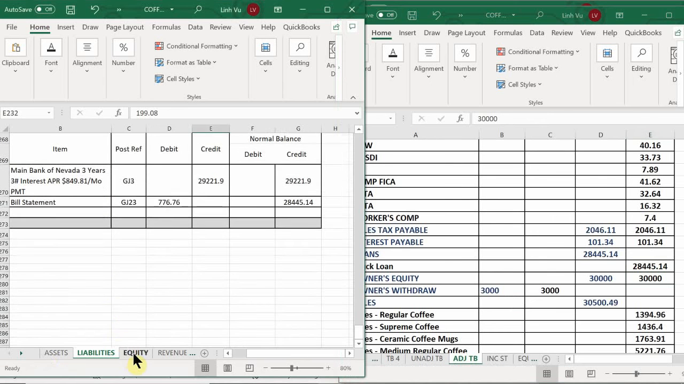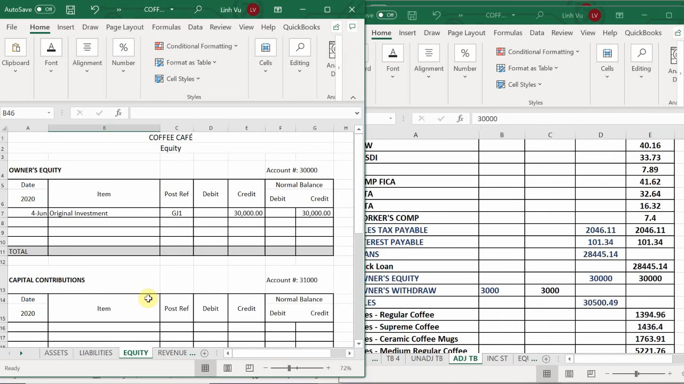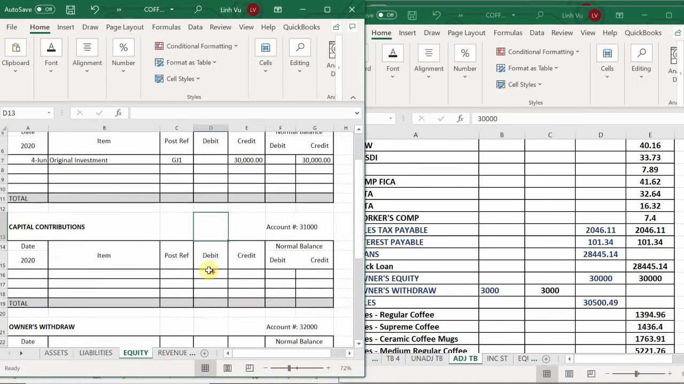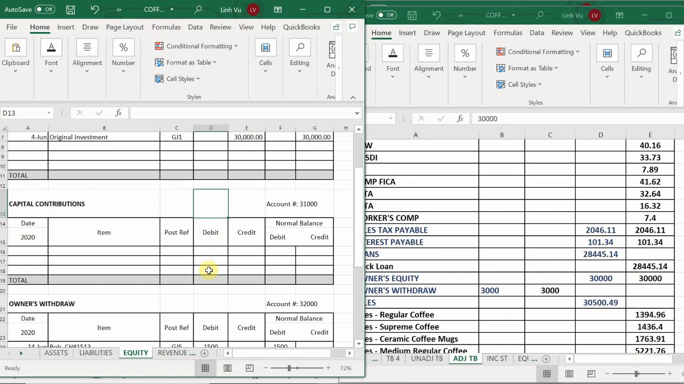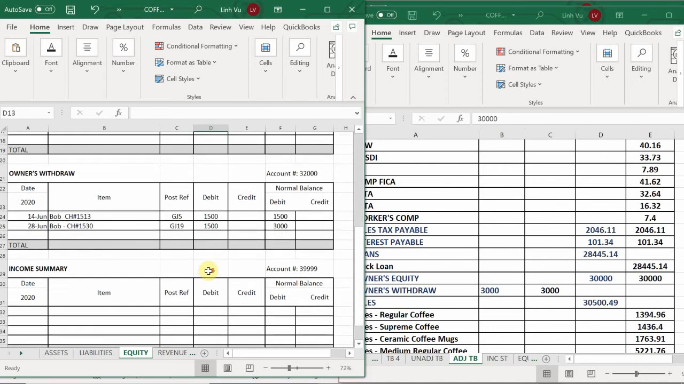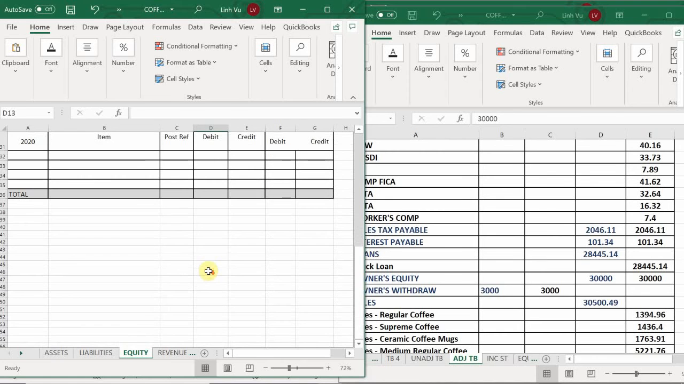Okay. Let's check out equity. Is my owner's equity still the same? Yes, 30,000. Is my owner's withdrawal still the same? Yep, 3,000. So all of that is the same.